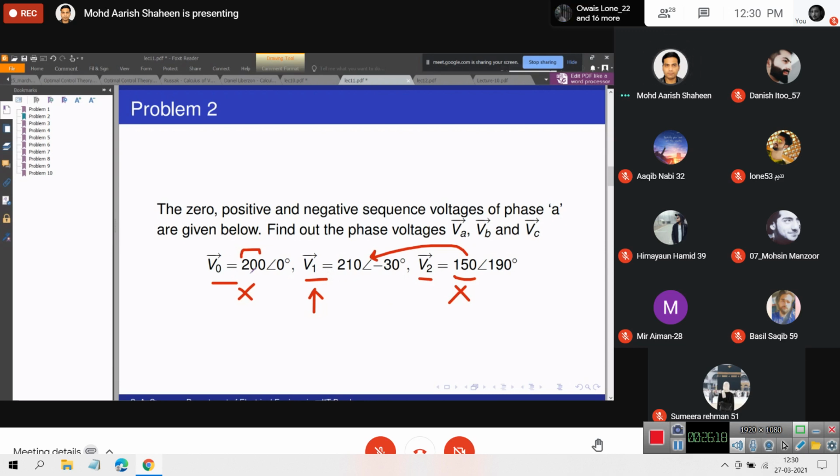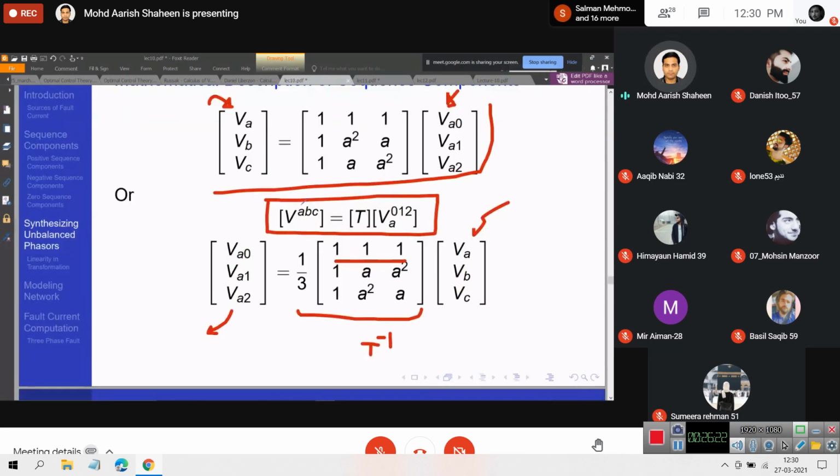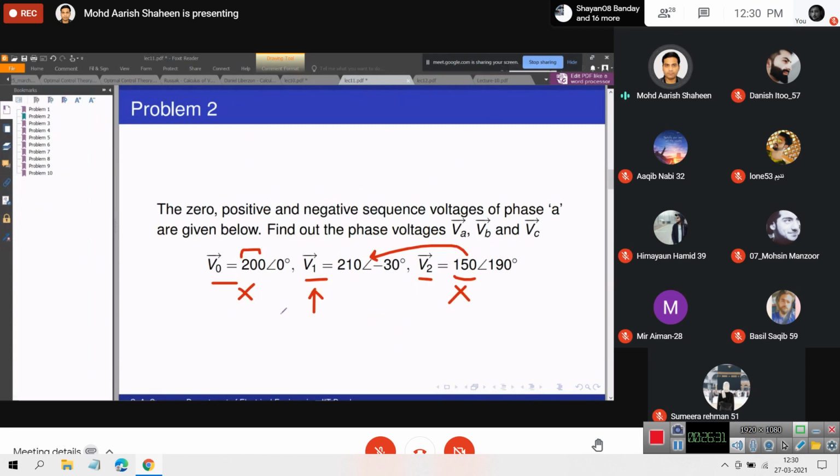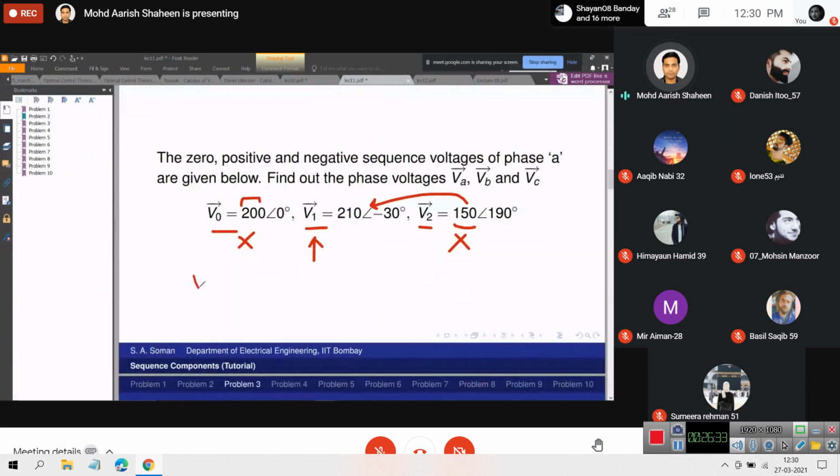We don't know. So you can find out the value of VB and VC by using this equation. So for example, if I want to find out the value of VA, it is simply equal to zero plus positive plus negative sequence. So can someone tell me what is the value of VA here? You have to basically add these three voltages: zero sequence plus positive sequence plus negative sequence.